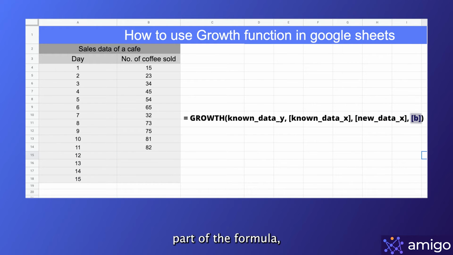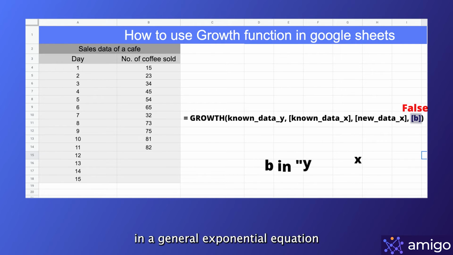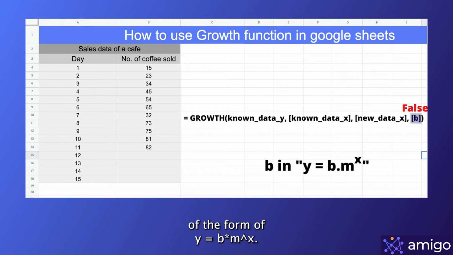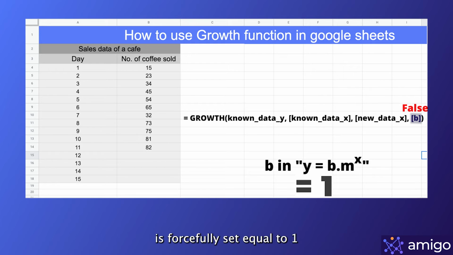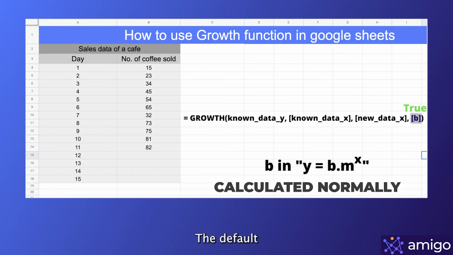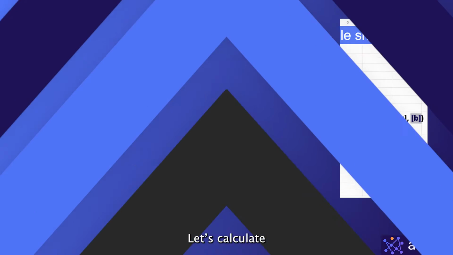The fourth part of the formula, b, is optional. If false, the value of b in a general exponential equation of the form y = b * m^x is forcefully set equal to 1 and only m values are calculated. In case this is true, the value of b is calculated normally. The default value of this argument is true, and that's what we are going to use for our case.